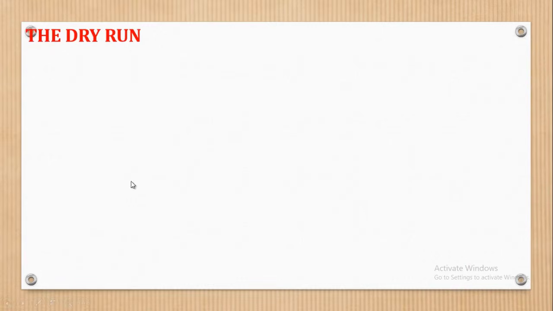So now we shall go to what we call dry run. So what we have seen has been the format of a flowchart, and you must be able to memorize the shapes. The shapes matter a lot.